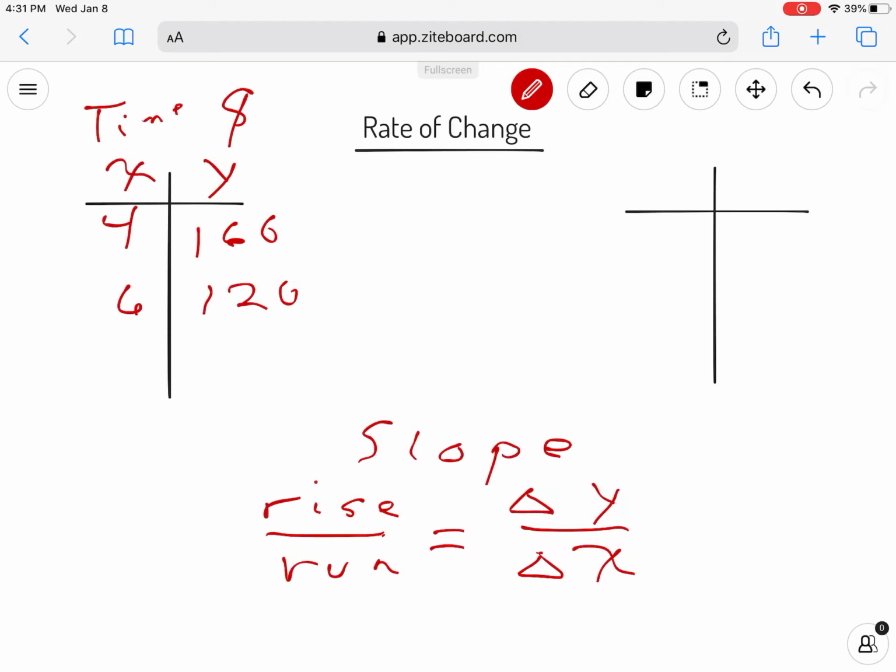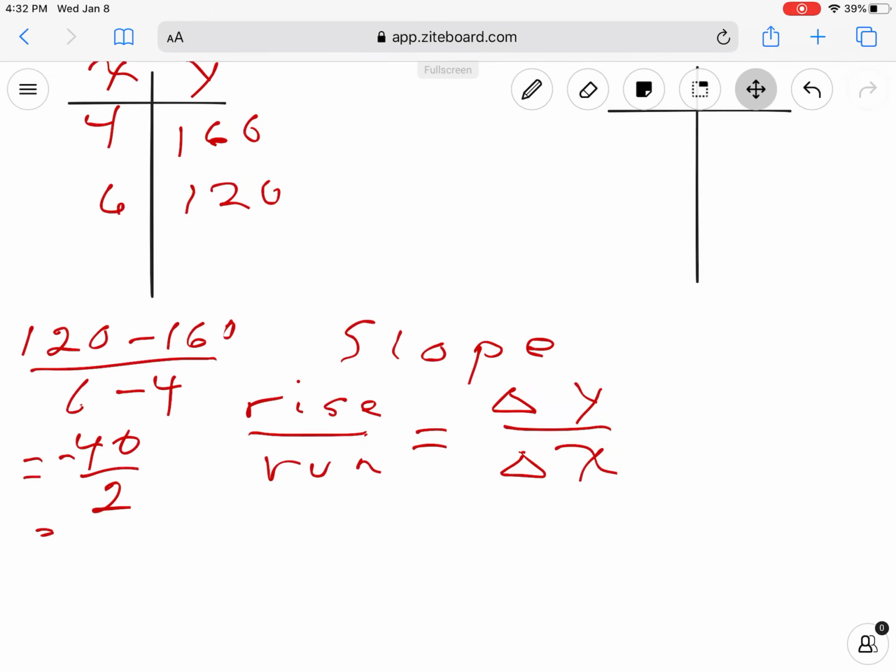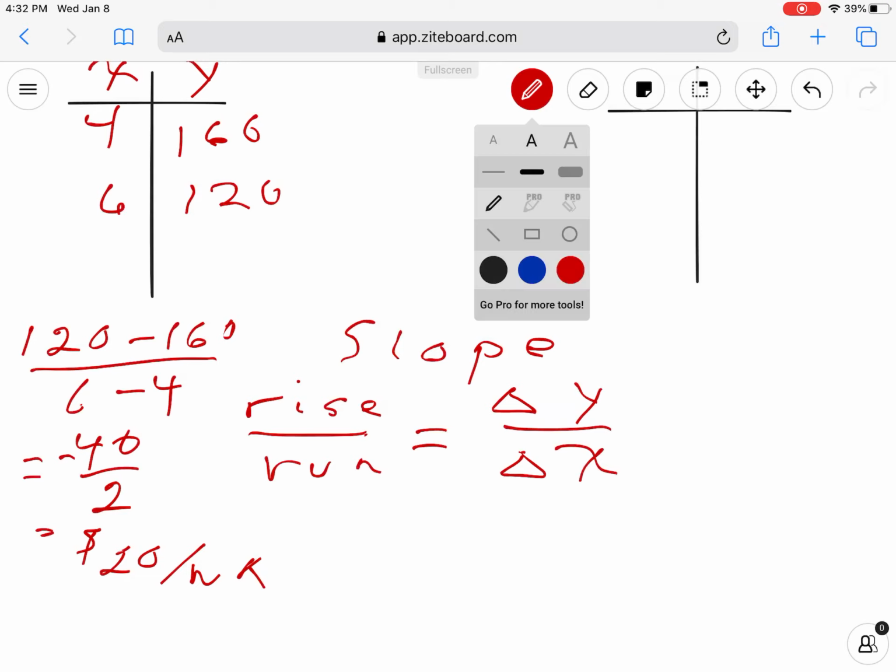So our rate of change here is 120 minus 160 where we began, over our 6 minus our 4, or that is negative 40 over 2, or negative $20 per week. Okay, so that's our rate of change. That is also our slope if we were going to graph it. Okay, let's look at another one.